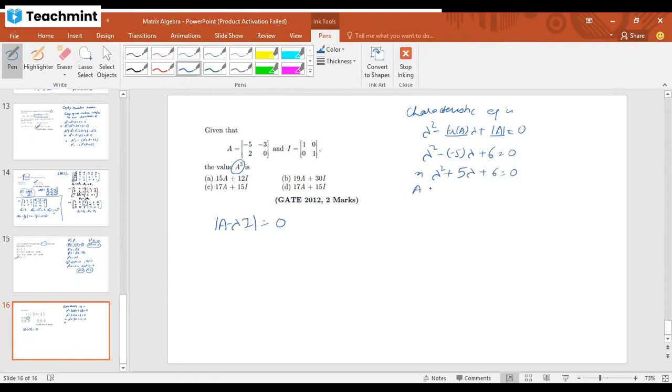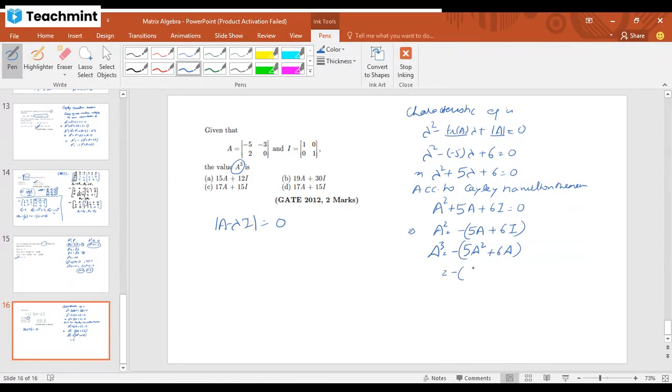So according to the Cayley-Hamilton theorem, we have A square plus 5A plus 6 times I equal to 0. Or we can say that A square equals minus 5A minus 6 times I. And we are interested to find out A cube. So to get A cube, I simply multiply with A. So A cube equals minus 5 times A square minus 6 times A.